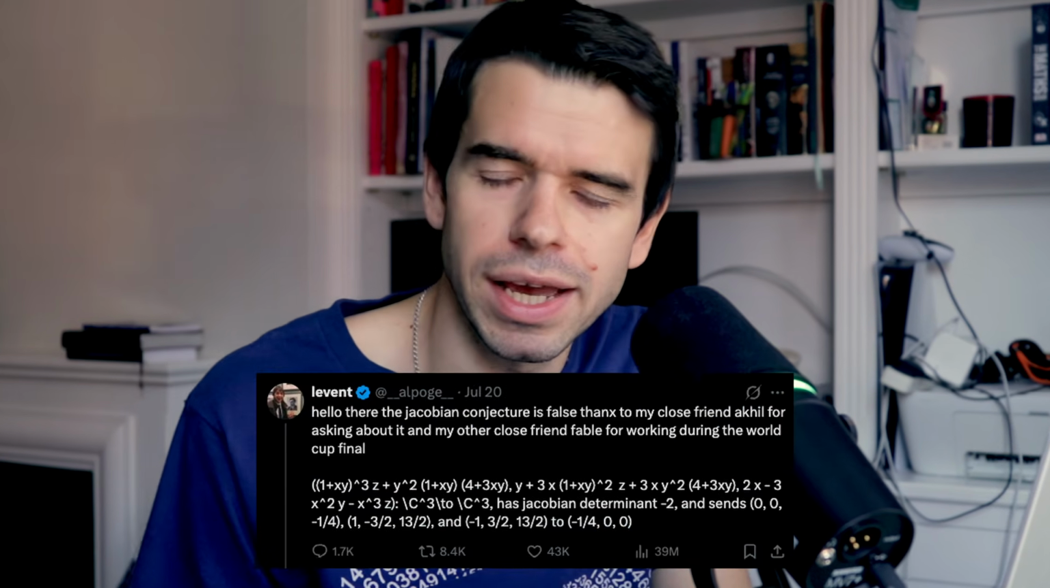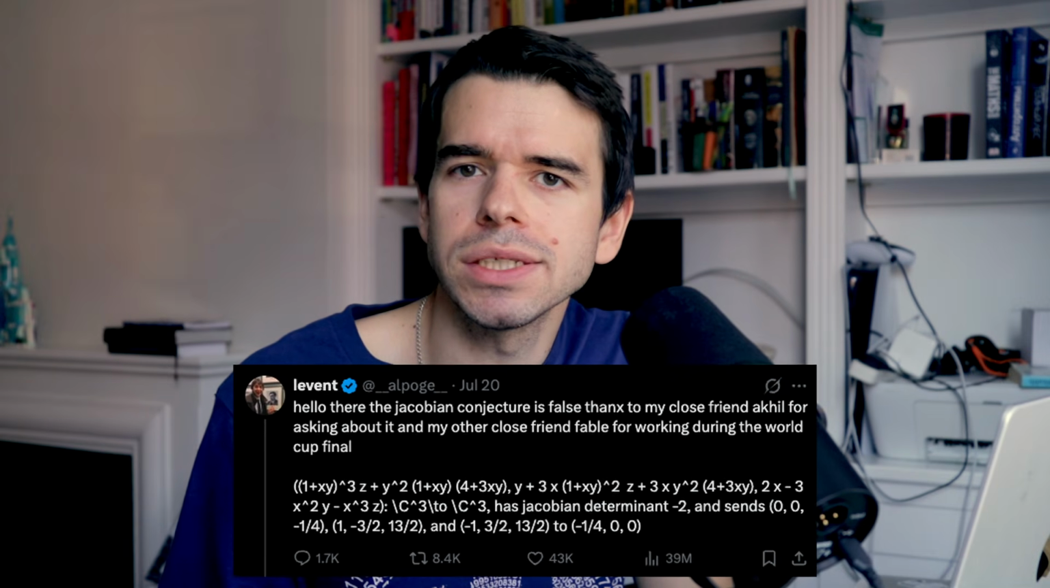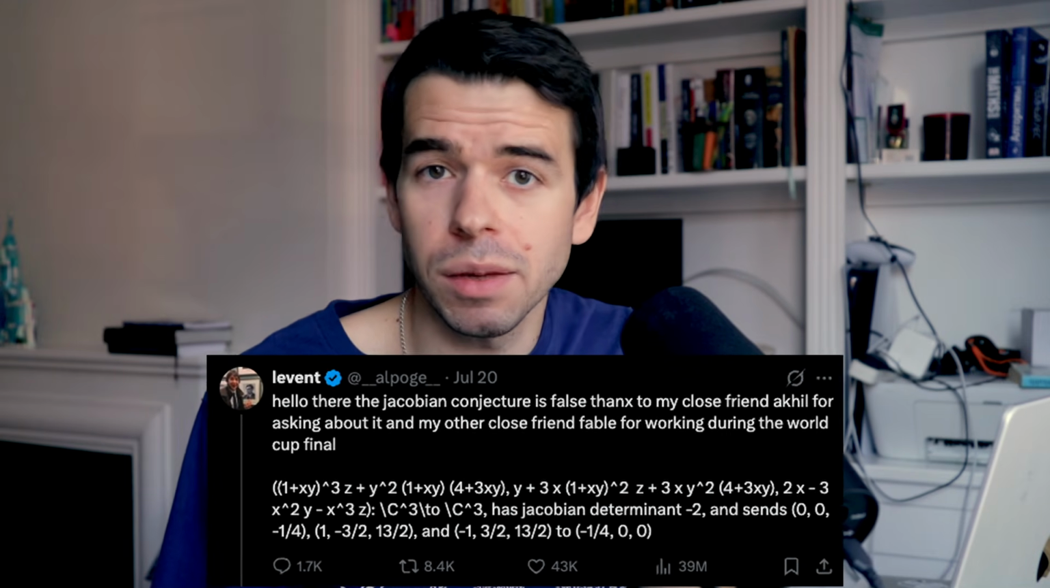During the World Cup final on the 19th of July 2026, mathematician Alpöge casually posted a short message on X. He claimed that he had found a counterexample to a famous conjecture with the help of AI, Claude Fable 5 to be precise. But the biggest surprise was that mathematicians had been trying to prove this conjecture for almost 140 years, while now a mathematician working with AI appeared to prove it false in just a couple of days.